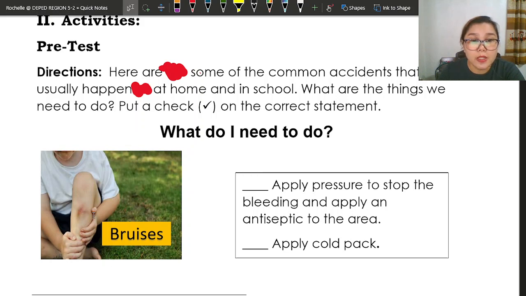First, for bruises, o yung lata, o yung mga pasa. We usually get this pag nabubunggo, nakakatama sa kanto. So, yan yung mga nag-violet ang skin na minsan nagre-reddish. Okay, so what should be done if you got bruises? Apply pressure to stop the bleeding and apply an antiseptic to the area, or apply cold pack.